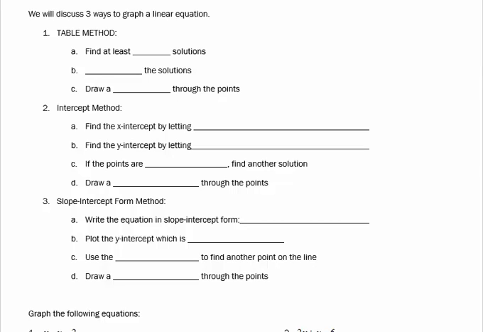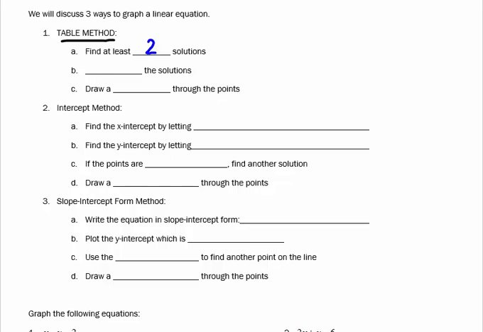There are 3 ways to graph a linear equation: the table method, the intercept method, and slope-intercept form. You can decide which method you like best, but I will kind of lead you down the path that I think, depending on how the equation is written, which method I would use. If you forget all other methods, go back to the table method, because the table method always works, it's just not always the fastest. First things first, you want to find at least 2 solutions.